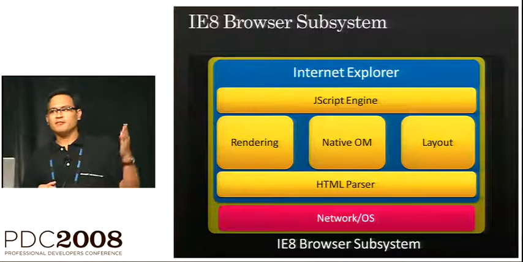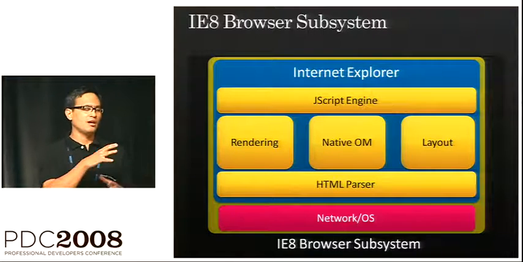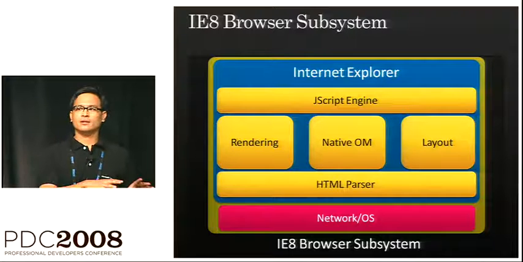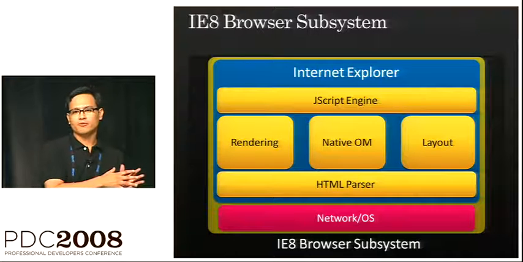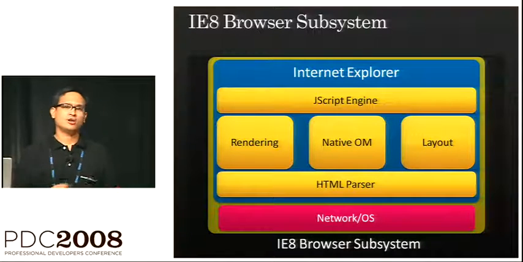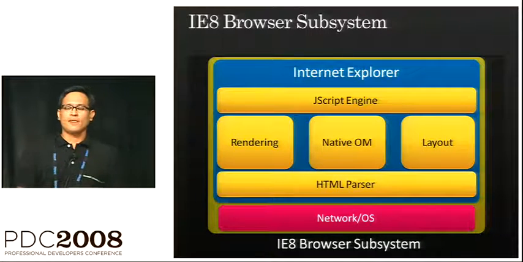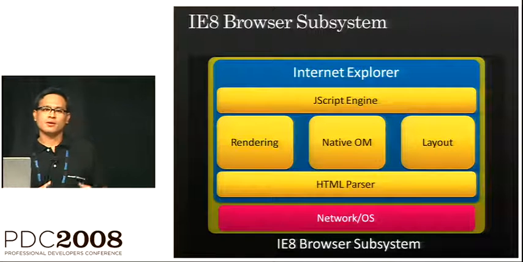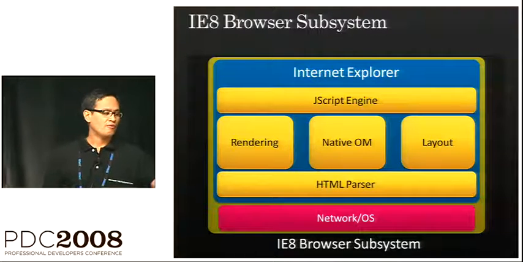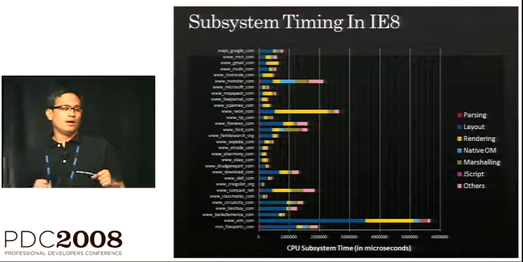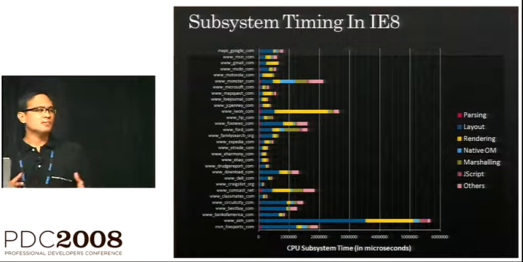So the reason for having this slide is to understand the fact that there are various subsystems, various components within the browser. And if you want to write a high-performance web application, you need performance across all the subsystems and not just one of them. So what we have done internally in Microsoft is we instrumented the browser, Internet Explorer, and we ran the instrumented browser through 30 websites. And what we found was this. We found that the layout and the rendering subsystem take the maximum time.